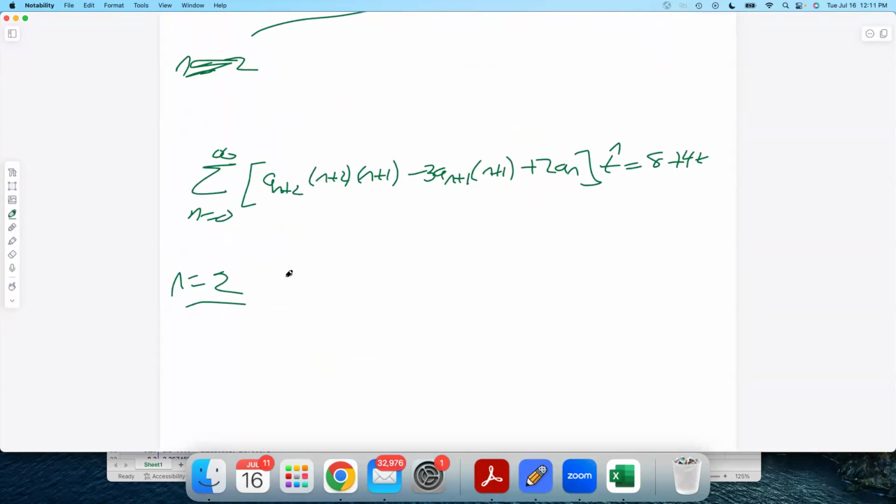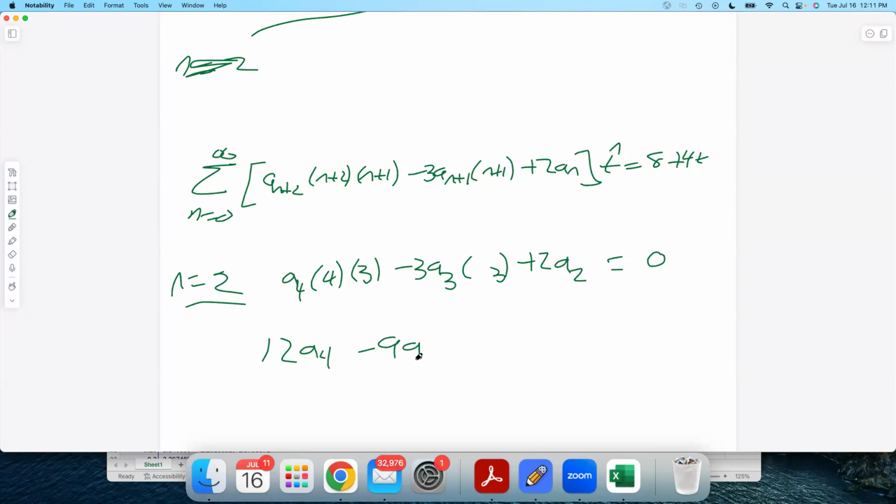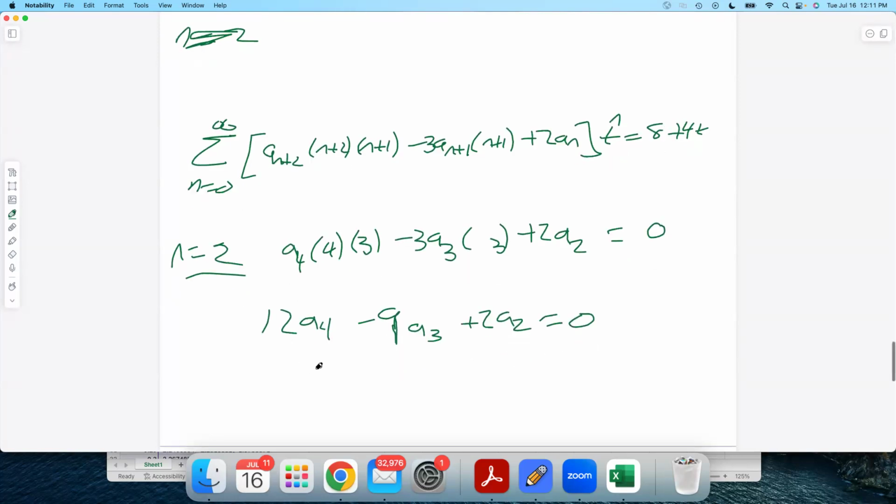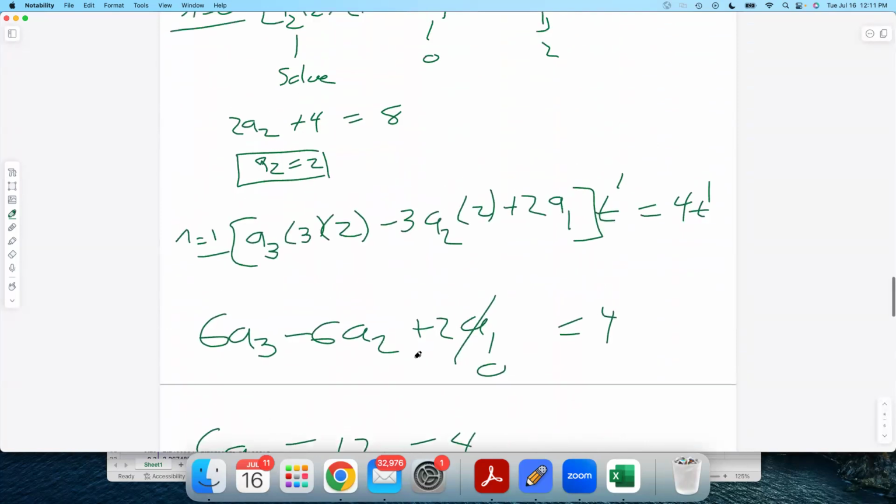So I plug in n equals 2. What do I get? A4 times 4 times 3, minus A3 times 3, plus 2A2. Again, t squared equals 0 t squared, so this just equals 0. All right, so what do we get here? 12a4 minus 9. Oh, we did end up with a 9 on the page somewhere. I got to make sure that 9 looks different than my a's. Plus 2a2 equals 0. All right, what did we get for a2?